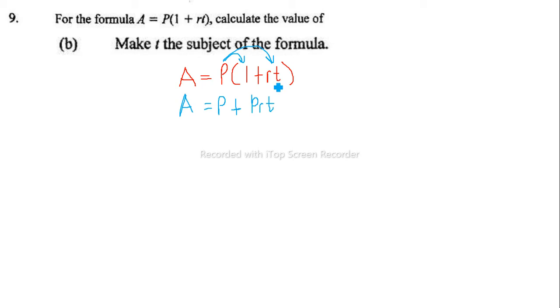Here we apply the distributive property and send them through. We don't want this P. No one wants this P. Why do we want this P? We send it over. So it's going to be A minus P.